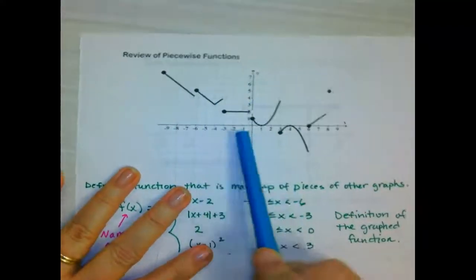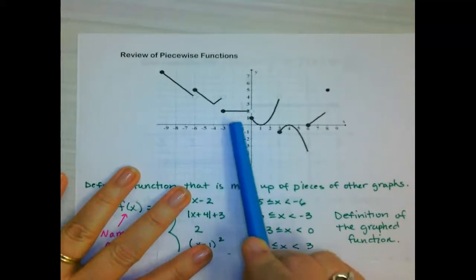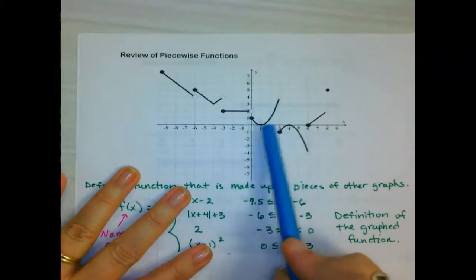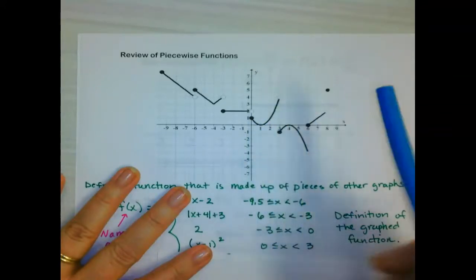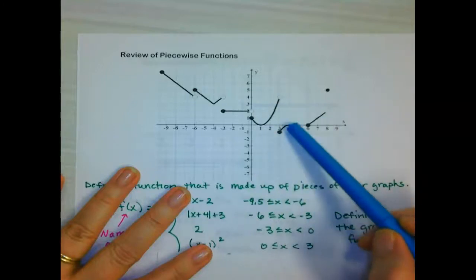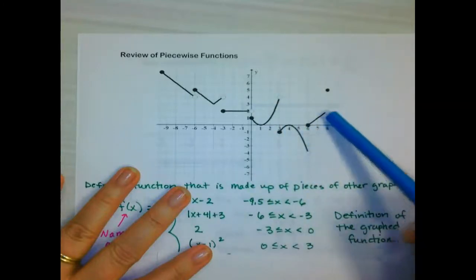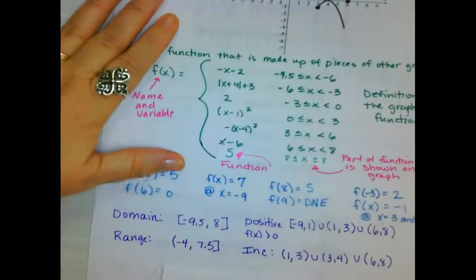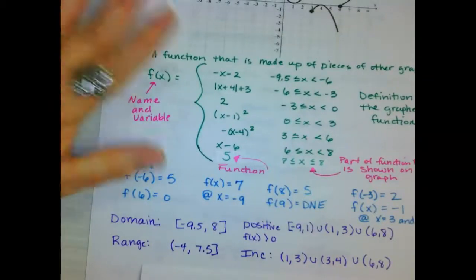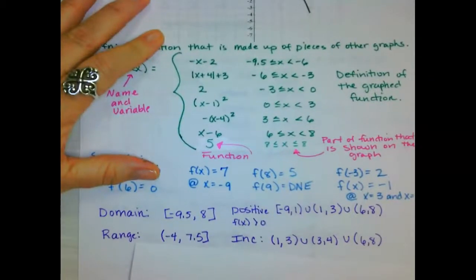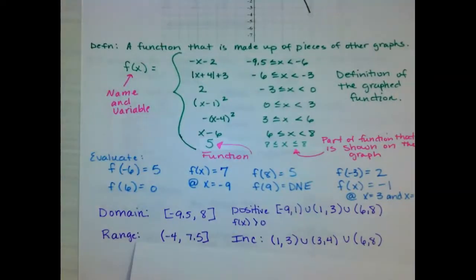So I can go from negative 4 to negative 3. They're not changing or getting bigger here, but they are going from getting bigger, the y-values, from here to here. So that's between 1 and 3. And then from 3 to 4, and again from 6 to 8. So I've got some definition there using those union symbols to skip over.